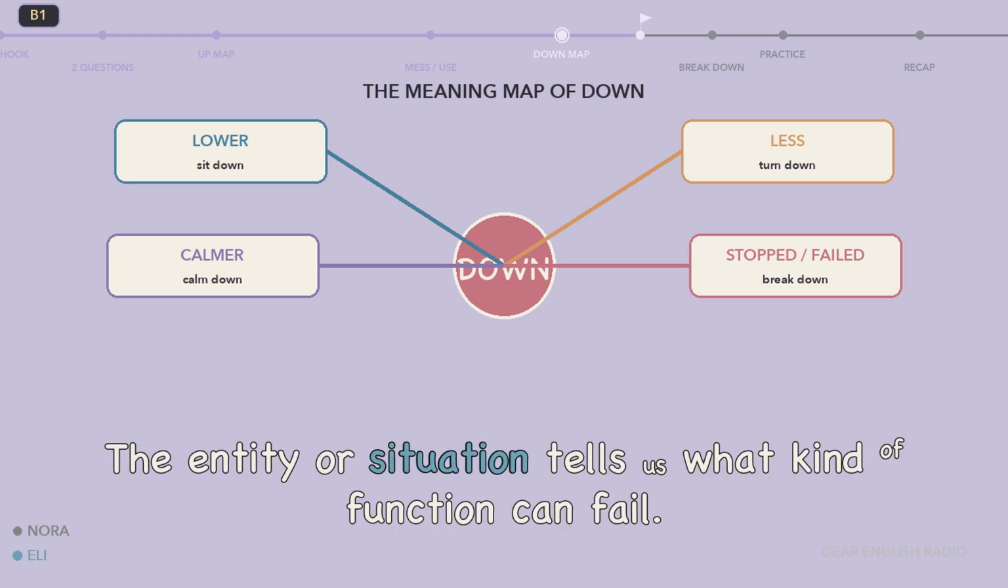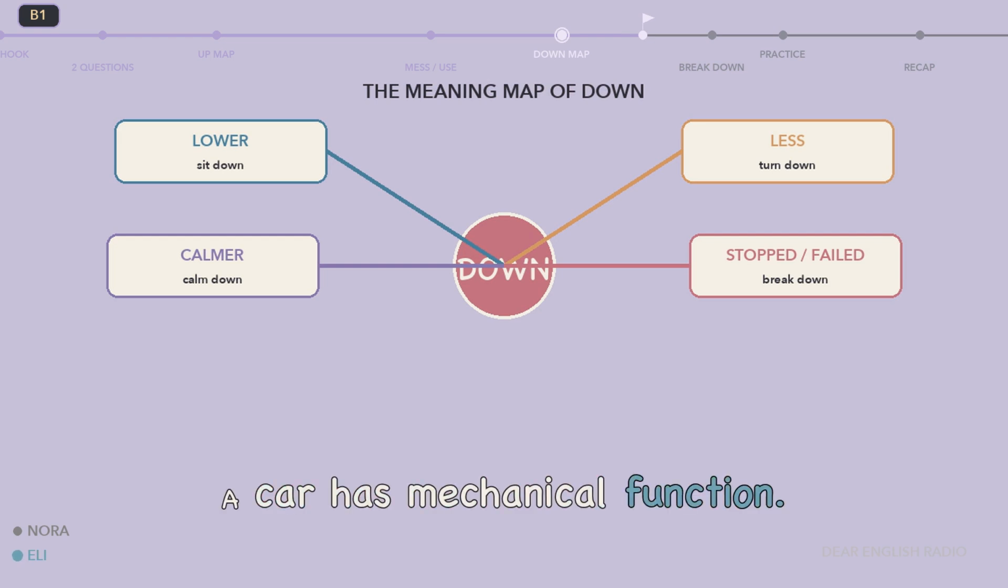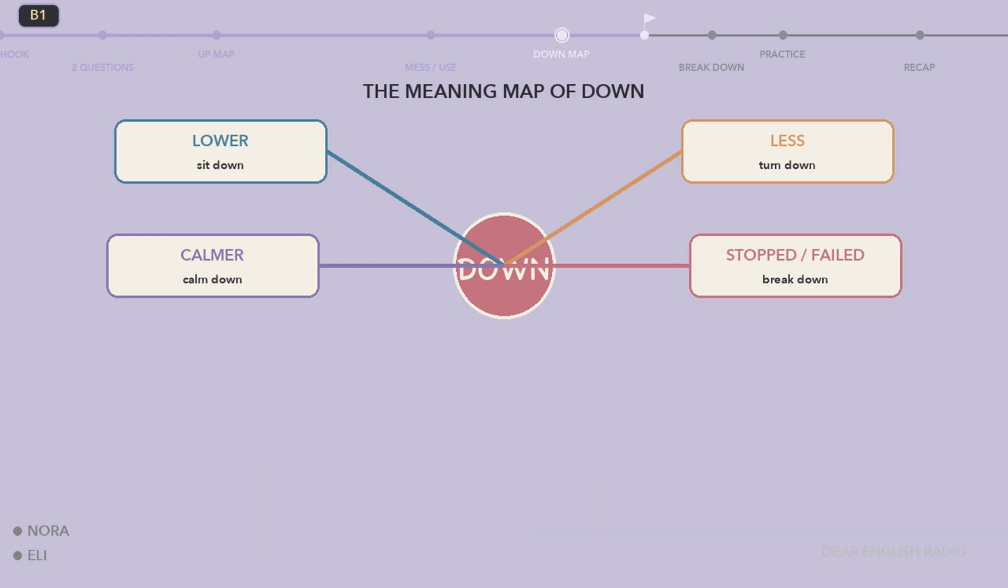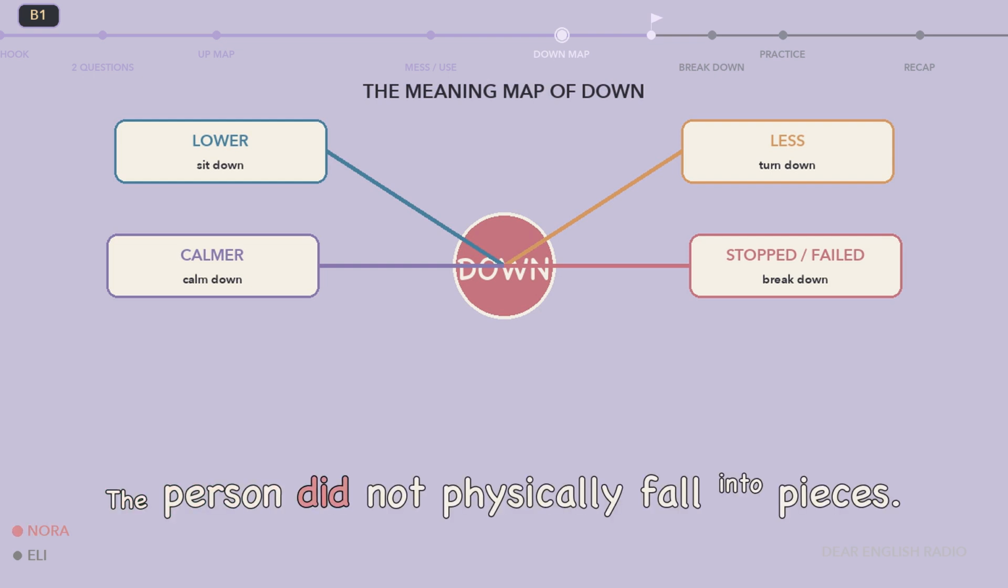The entity or situation tells us what kind of function can fail. A car has mechanical function. A discussion has communication. A person has emotional control. She broke down and cried means her ability to continue or control the emotion gave way. The person did not physically fall into pieces.